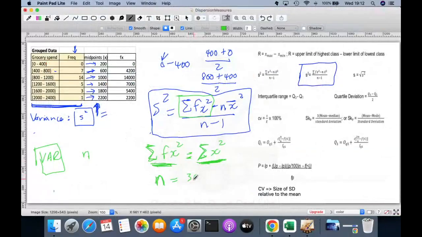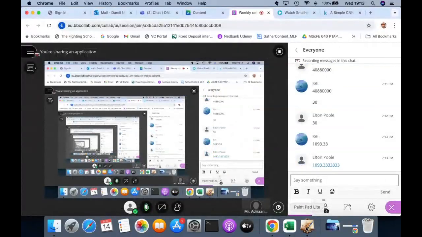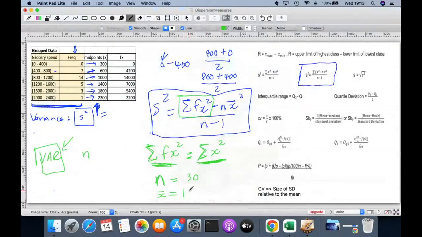Your n is 30. And then the last thing you need for this formula is x bar, the average. You can get that from your calculator using the same method. Press Shift 1, and you'll see the option variables, and you'll see your x bar there. You can write that out, which is about 1093.33. Very good. So it's 1093.33.